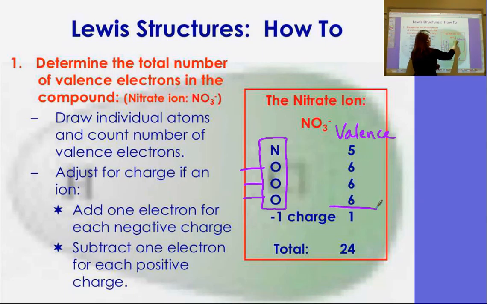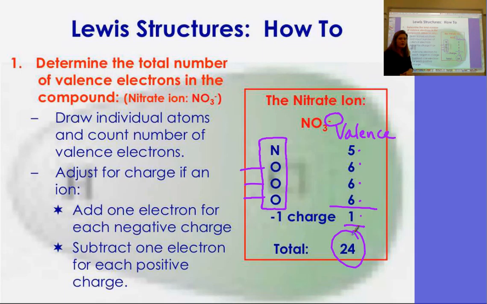Plus, I have 1 extra electron because I have a 1- charge. If I had a 2- charge, this would be a 2. If I had a 1+ charge, I'd have to subtract 1, not add 1. So I'm adding all these up. 5 plus 6 plus 6 plus 6 plus 1. I get a total of 24 electrons. That's how many electrons I have. Step 1.